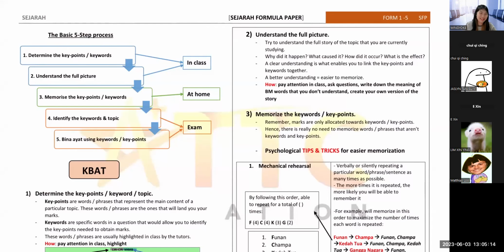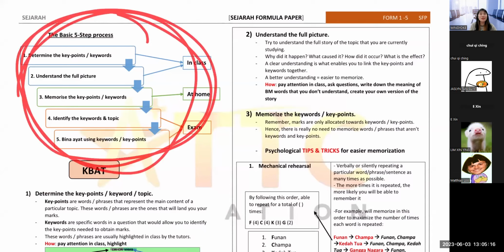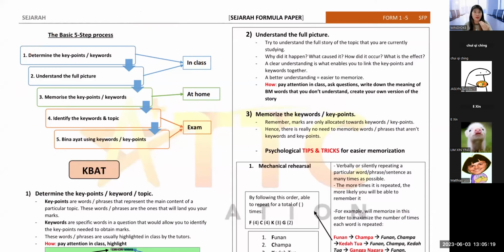Okay, so let's start. According to your formula paper, which is slotted in the middle of your book, you take it out and open it up. Whenever you learn the theory paper in class, first you must understand the full picture.